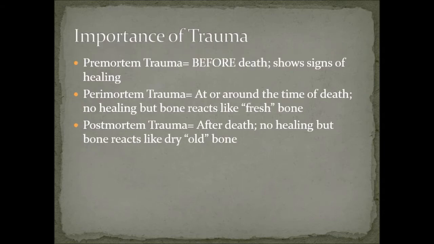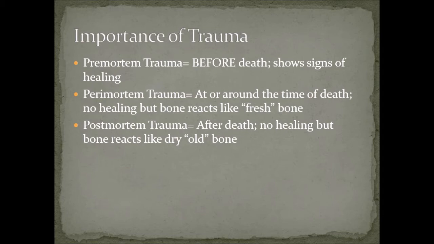So before we get too deep, let's talk about how trauma becomes really part of a case and where the importance comes in. First of all, there's three fundamental types of trauma. Premortem, that is trauma that happens before death. And this is indicated by signs of healing. Perimortem trauma. Now, this is what gets really interesting in a court case. This is trauma that happened at or around the time of death. No healing, but bone is reacting like it's still fresh bone, and there's certain things that we look for. We'll talk a little bit about that today.